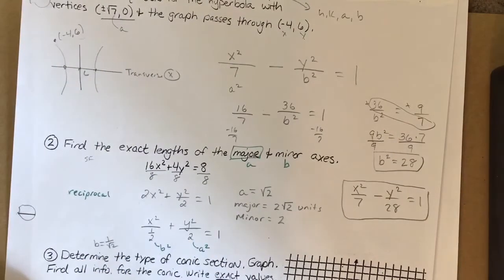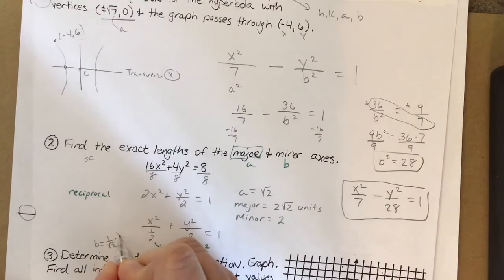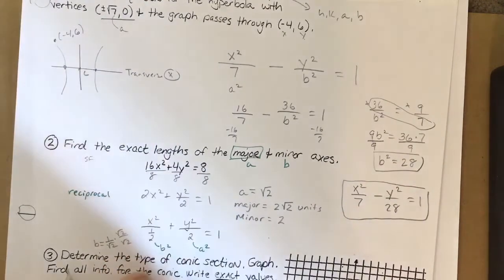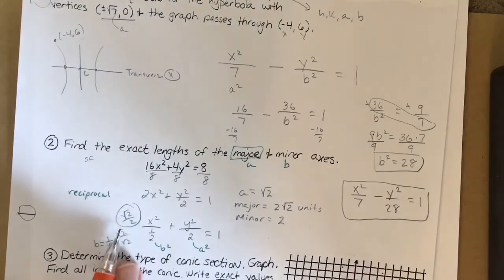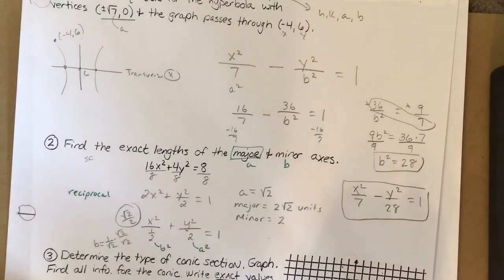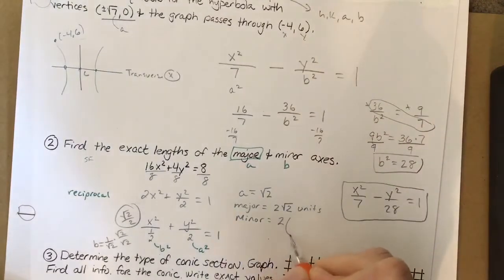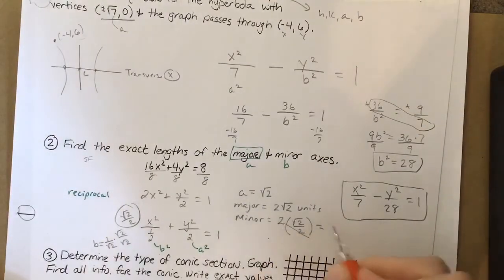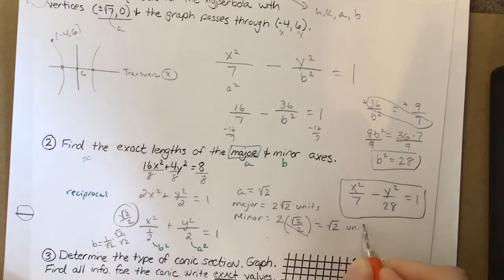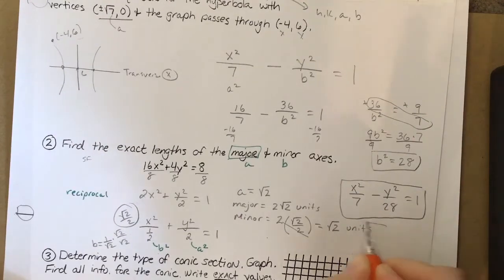I'm going to rationalize. So b is square root of 2 over 2. So twice b. The 2's cancel. The minor is square root of 2 units. Nice.